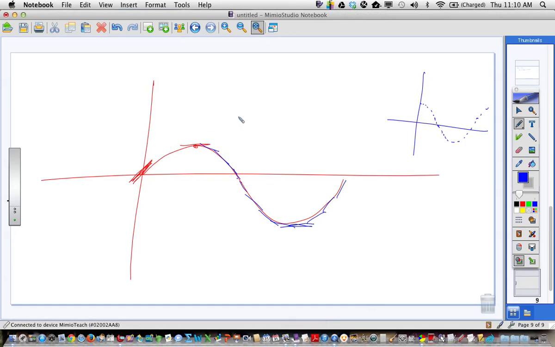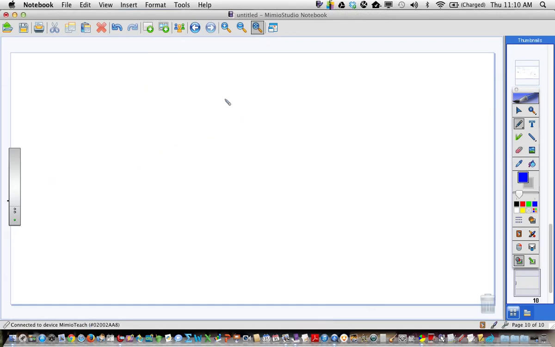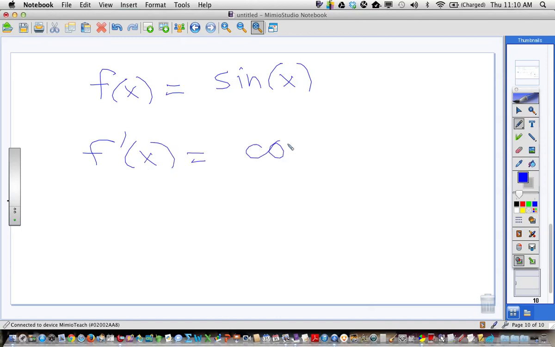Here's how you would write this. Here's what we just figured out: that if f of x is equal to sine x, then f prime of x is cosine x. It's like a slope formula. Cosine x is like a slope formula of the sine graph. All the outputs of cosine are the slopes of the sine graph. I mean, we just showed it right there.